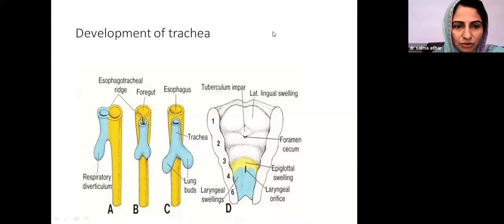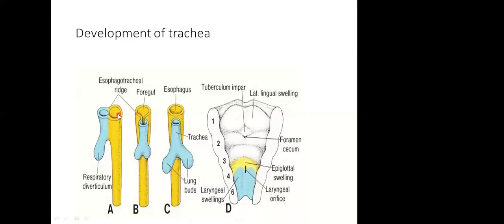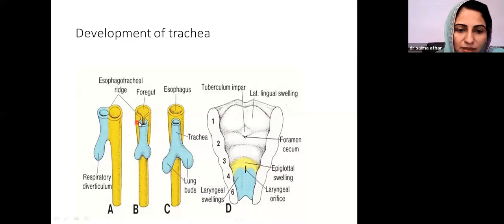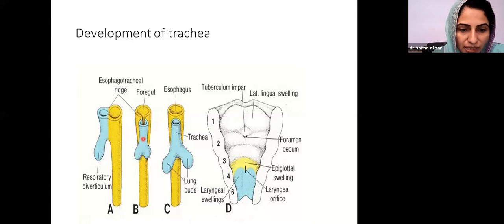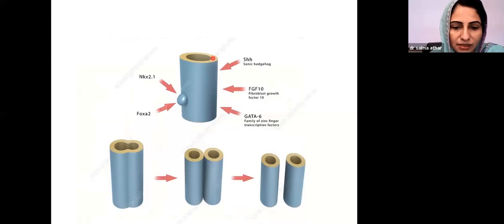तो ये मेरी screen share हो रही? जी मैम. So this is how the tracheal bud has developed. This is the tracheoesophageal septum. किसी ने पूछा था tracheoesophageal septum, right? This is the tracheoesophageal septum. 2 ridges, 2 grooves आते हैं, and ultimately they join, and anteriorly the trachea is separated and lungs are separated. ठीक है? So this is how the 2 structures are formed.